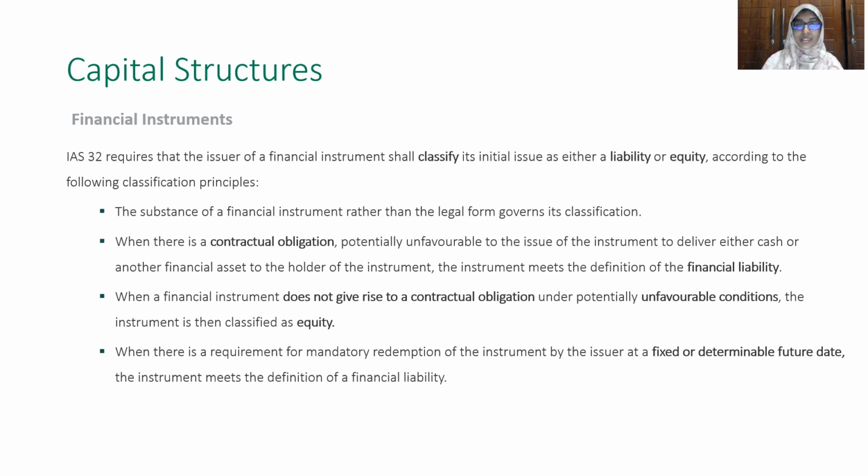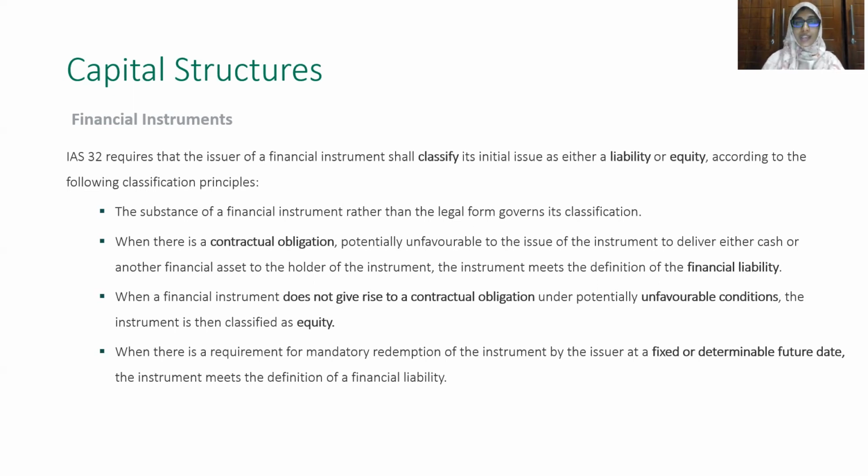So the substance of a financial instrument rather than the legal form governs its classification. So first, when you're classifying, you need to consider the substance, not the legal form. And then when there is a contractual obligation, potentially unfavorable to the issuer of the instrument, to deliver either cash or another financial asset to the holder of the instrument, it meets the definition of a financial liability.